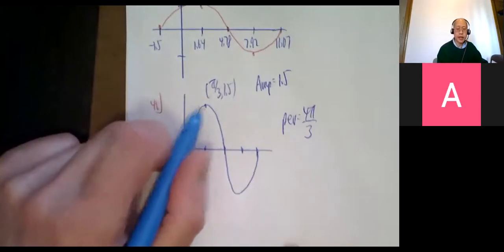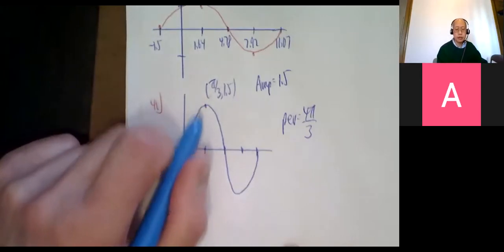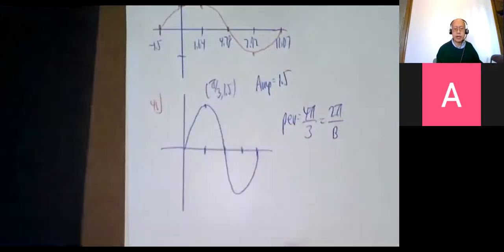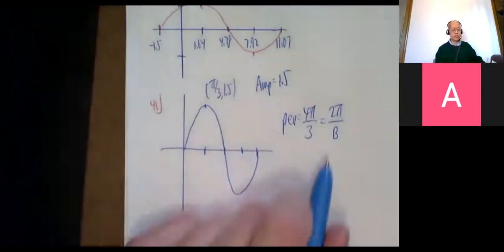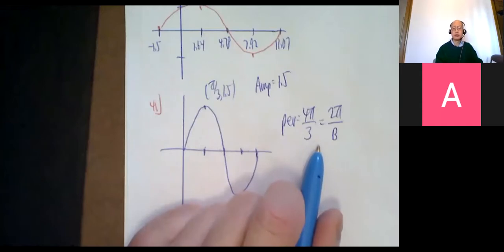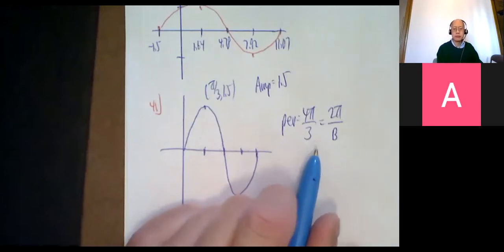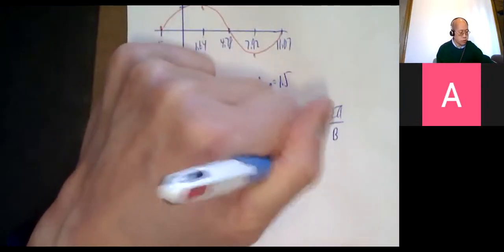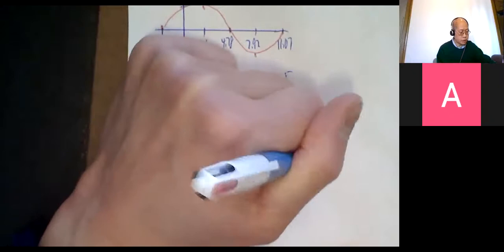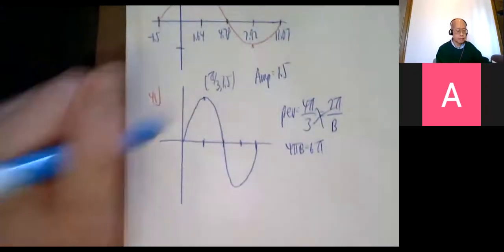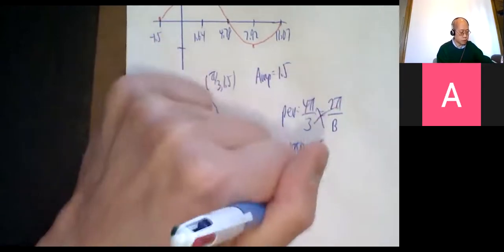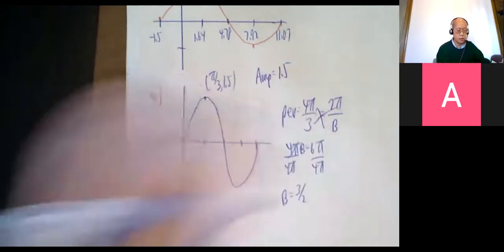Okay, this is the quarter mark. The x coordinate is pi over 3. So pi over 3, 2 pi over 3, 3 pi over 3, 4 pi over 3. By formula, that's 2 pi over b. And strictly speaking, it's the absolute value of b, but let's just leave it as b. Solve for b. I'll cross multiply. 4 pi b is equal to 6 pi. Divide both sides by 4 pi. Cancel, cancel. b is 3/2.